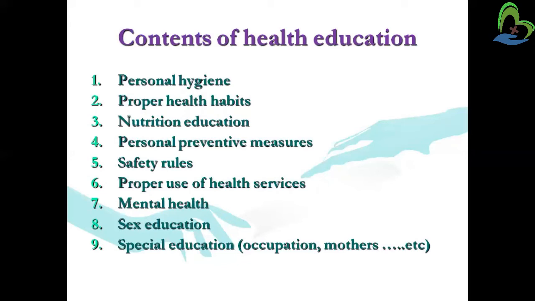Then personal preventive measures, in terms of PPE use, personal protective equipment. We are using sanitization, gloves, masks, caps, and gowns. That is called personal preventive measures in terms of PPE usage. Then safety rules. Safety rules in terms of social isolation, which we provide by reducing contact from one person to another, reducing hand-to-hand contact. That is called the safety rules.